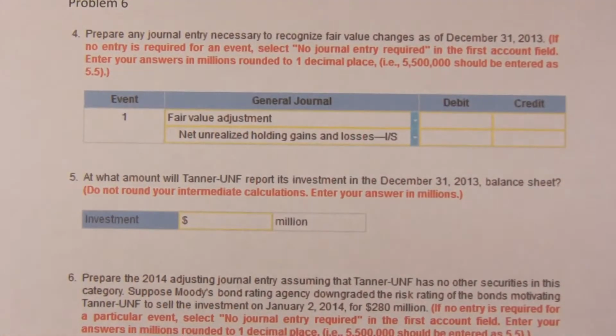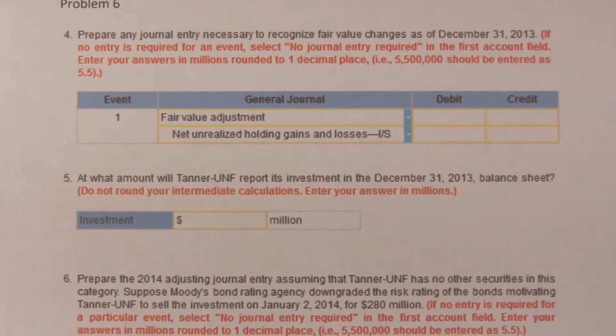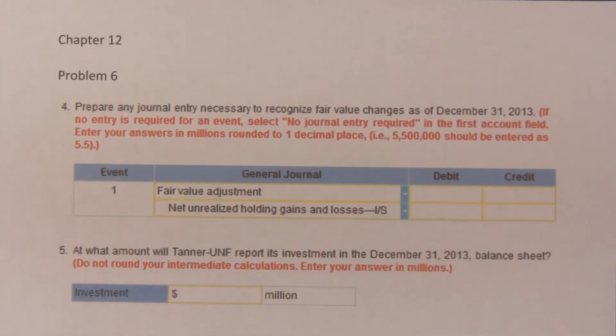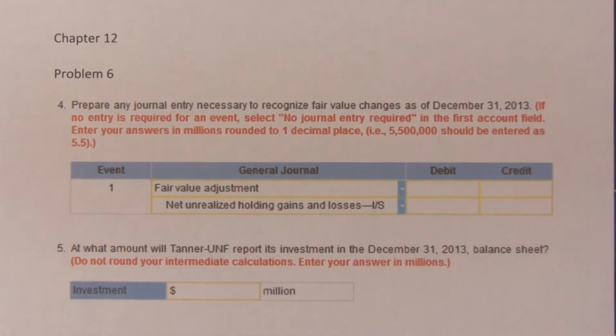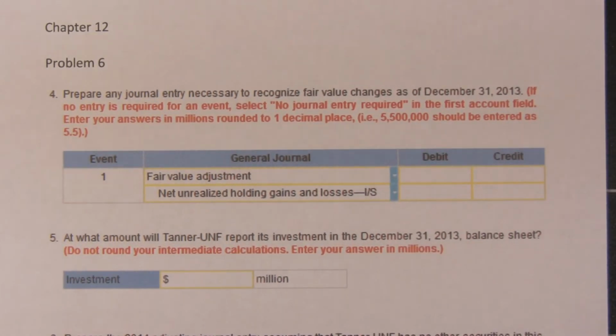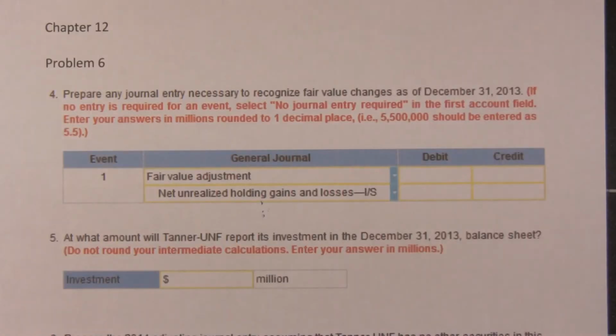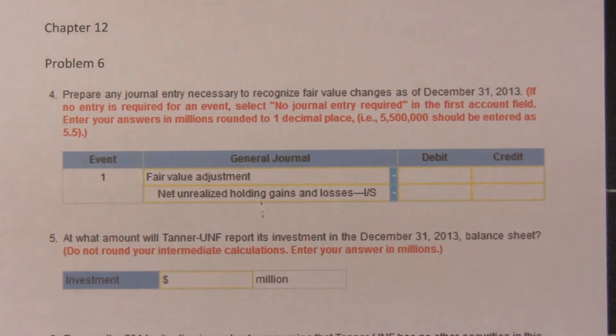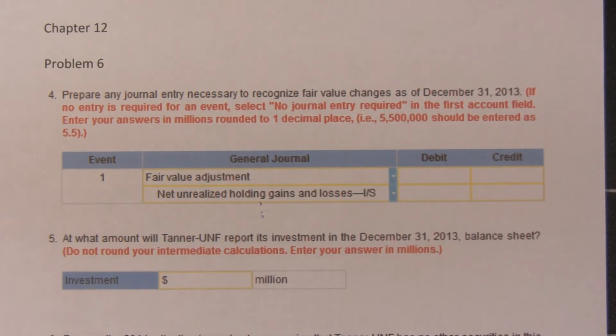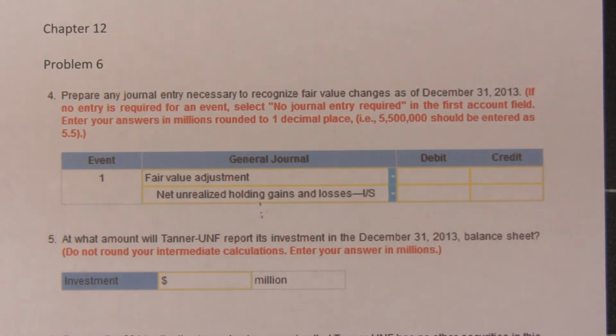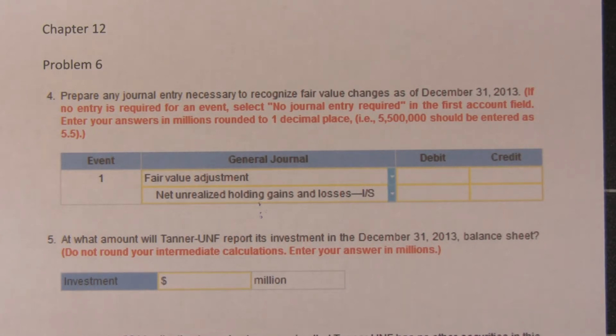Let's take a look at the next couple of things. Next thing it says, problem part 4, it says, what do we do? How do we recognize the fact that at the end of the year, remember the last thing they told us, at year end, these were worth $300 million. So we have to figure out the fair value adjustment, and the fair value adjustment is the carrying value of the bond minus the discounted premium, okay, all of that, and therefore we have to figure that out first.